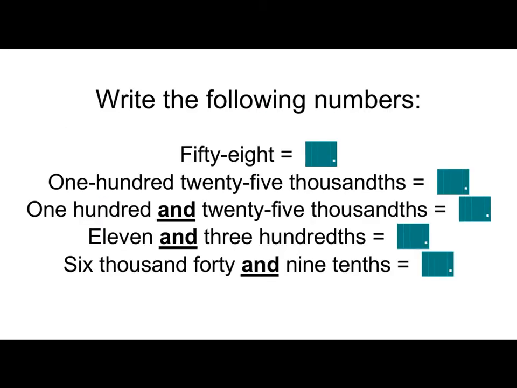So let's do a little bit of practice on remembering how to type and say these numbers. So 58 is just going to be 58. That one's pretty easy. 125 thousandths. Okay, so there's no "and", which is your decimal place. So there's no decimal place. So that's going to be a 0 and 125,000. So the last number needs to land in the thousands place.